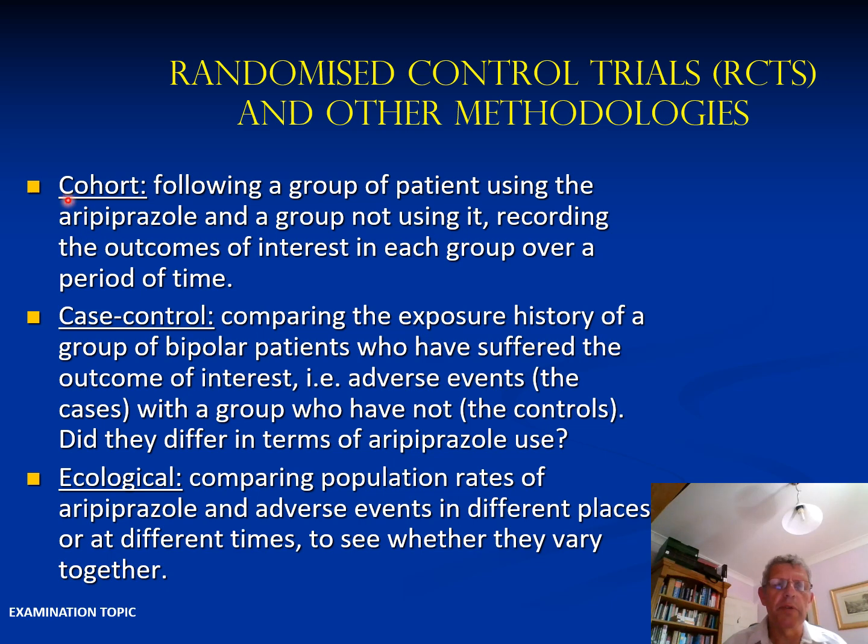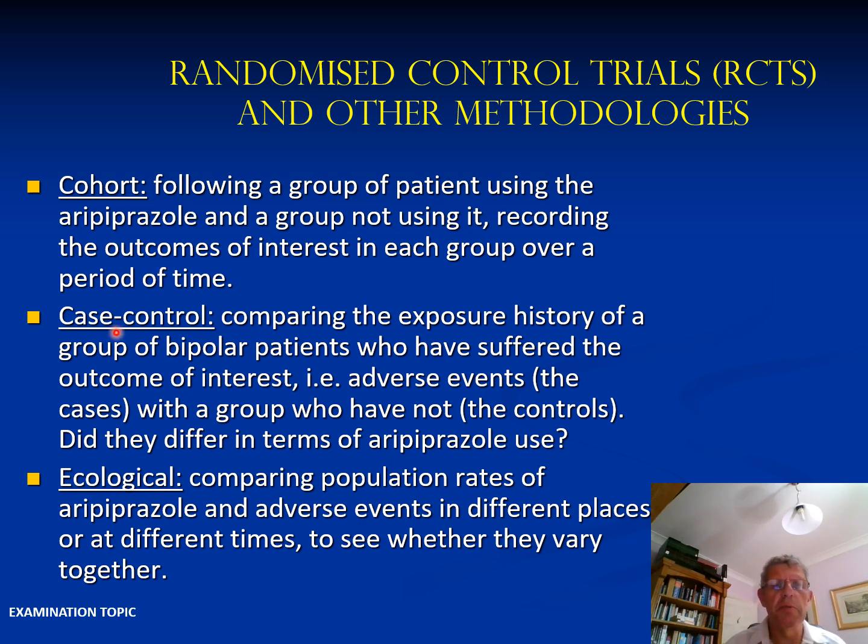So one typical type of study would be a cohort study where we follow a group of patients using aripiprazole and a group not using it, recording the outcomes of interest in a group over time. So the critical difference here is they wouldn't be randomized. They would be having the drug or not the drug, which may or may not be placebo, probably not a placebo. So that would be the big difference. They're not randomized and not necessarily receiving a placebo. The cohort is when we follow people forward.